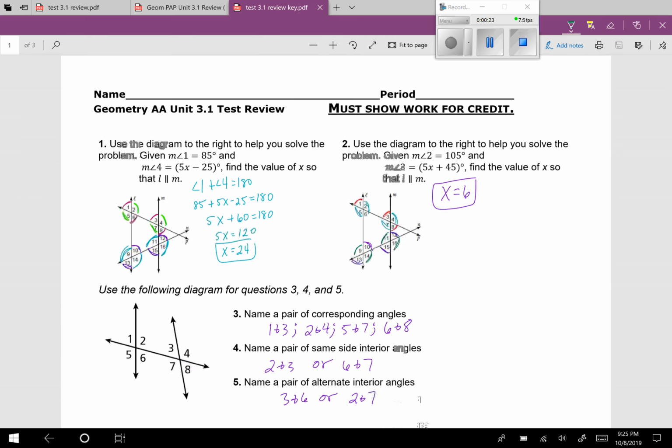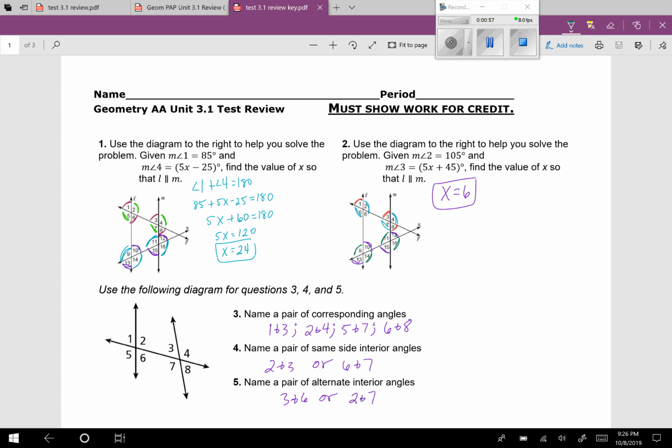Okay, question 1. It says use the diagram to the right to help you solve the problem. They tell us angle 1 is 85 degrees and angle 4 is 5x minus 25. And we have to find the value of x so that the lines are parallel. So basically, you've got your two transversals that are running diagonal to each other. So remember, the top 8 angles go together and then the bottom 8 angles go together and they don't ever mix. So angle 1 and angle 4, they're different colors. So they add up and they're equal to 180.